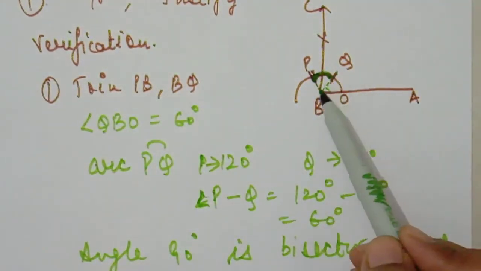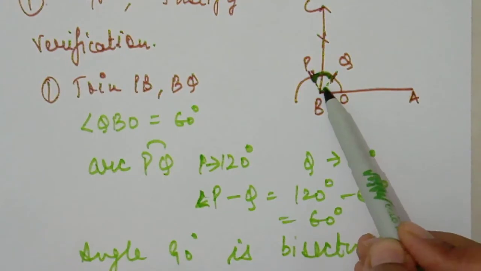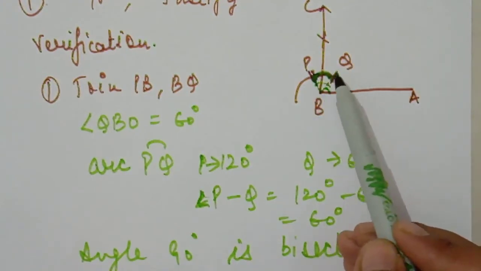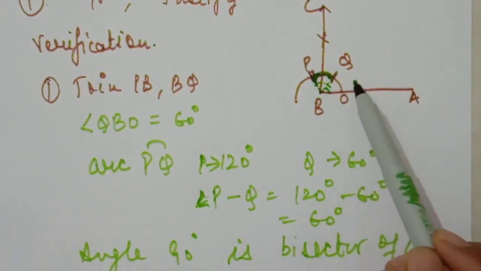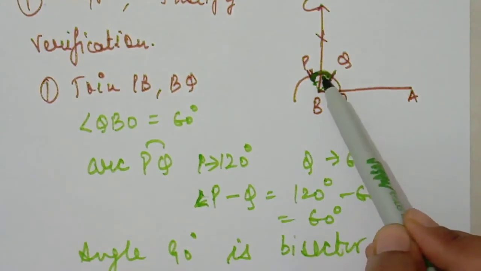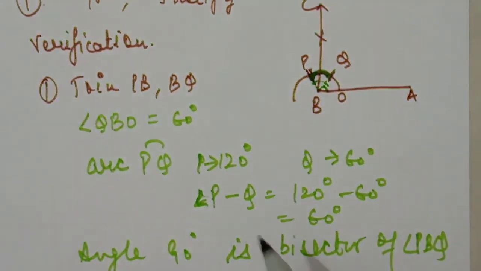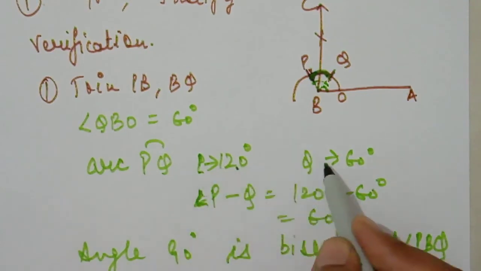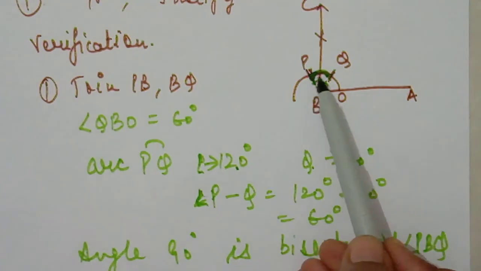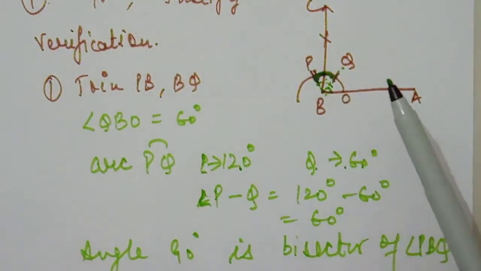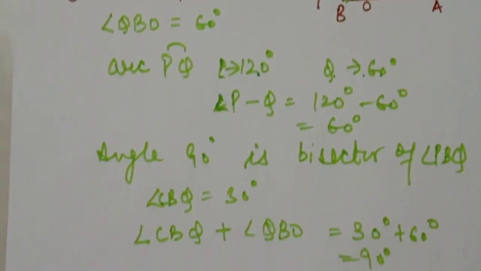So what we did, we joined these 2 points, then I said this is a 60 degree angle, clearly visible. This complete angle is 60 degrees, and this 90 degree angle is the bisector of this 60 degrees. So 30 plus 60 is 90 degrees. Here you can say that the mark P is 120, mark Q is 60 degrees. So the middle one, angle CBQ is 30 degrees and PBQ is 60 degrees. This is your verification. It is very easy.